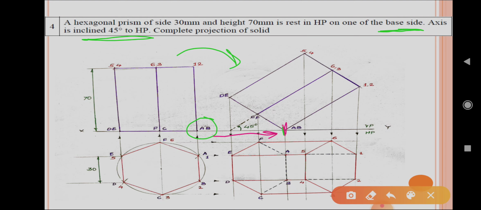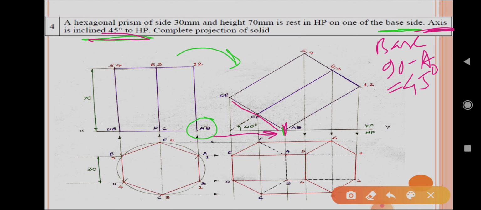Then the base inclination and axis inclination are both 45 degrees, so we can convert the axis inclination to base inclination: base inclination is 90 minus axis inclination, so 90 minus 45, again 45 degrees. So we can take the 45 degree line on both sides, because that is a corner or edges, the shorter edges of the bottom face, and the longer edges are perpendicular to each other. Total height is 70 mm, mark the 70 mm.